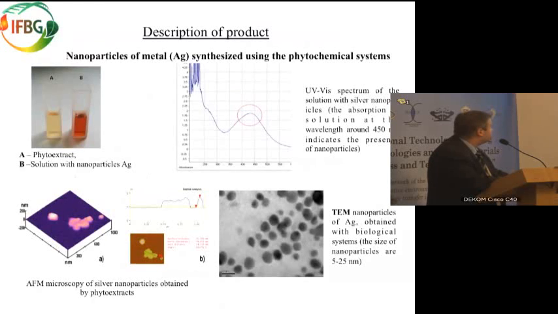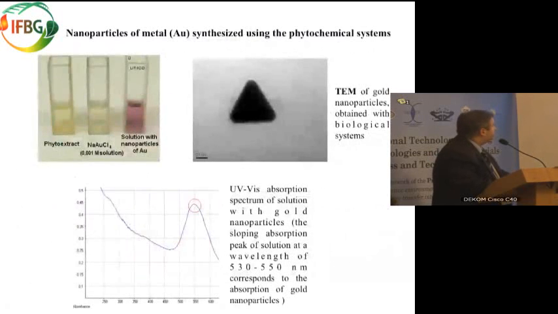We have samples. These are silver nanoparticles obtained with phytoextracts of various plants. TEM microscopy shows that they have a size of 5 to 25 nanometers and a spherical form. And this slide shows nanoparticles of gold obtained with a similar technology with phytoextracts. The size of our nanoparticles is close to 25 nanometers.